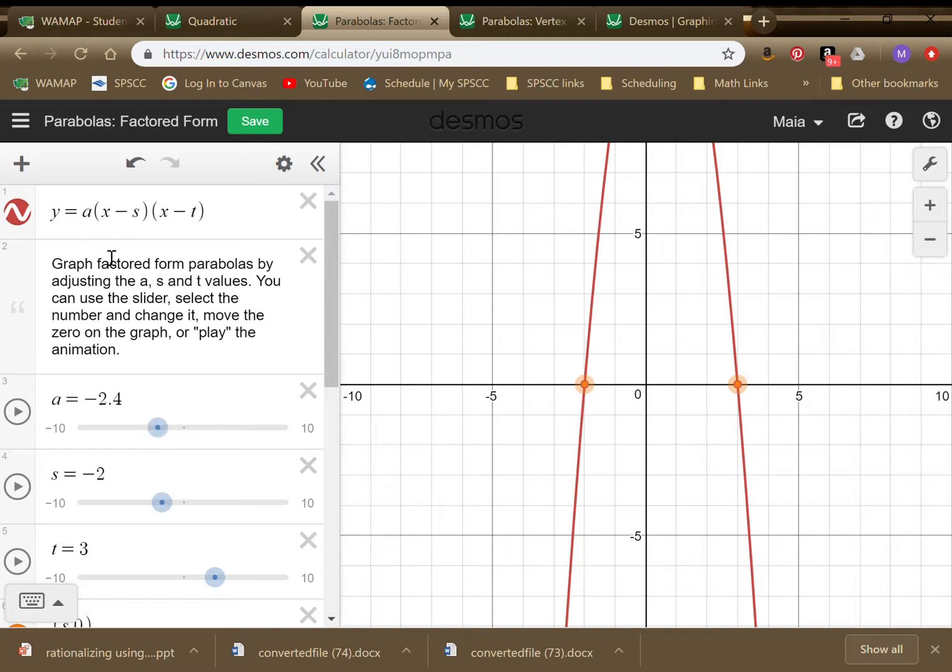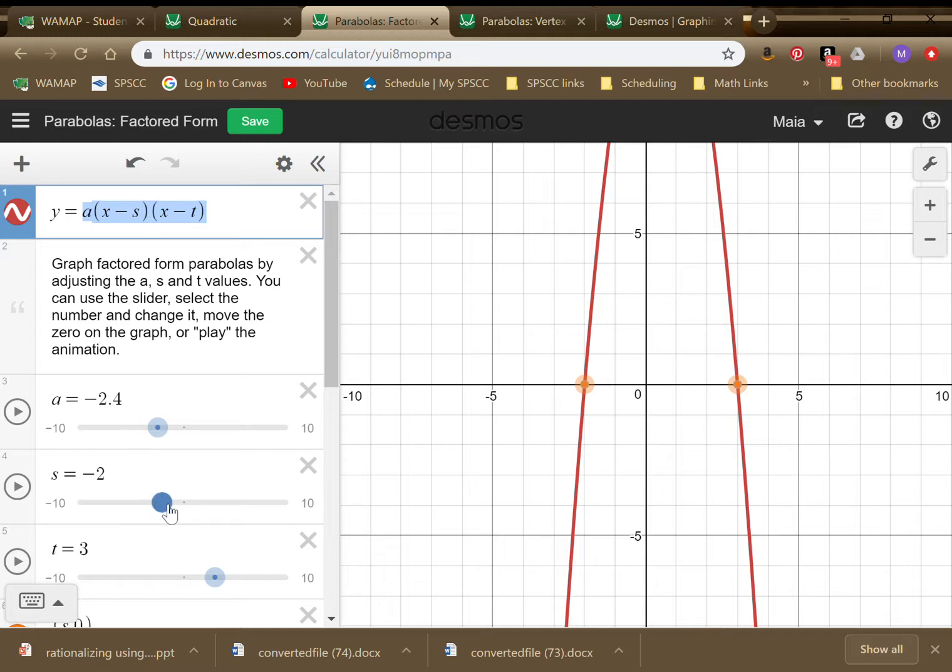And if you think about that, if we foiled this, a times x minus s times x minus t out, we'd end up with an ax squared. So a really is still the exact same thing that it was in standard form. What gets interesting is what is this x minus s telling us?